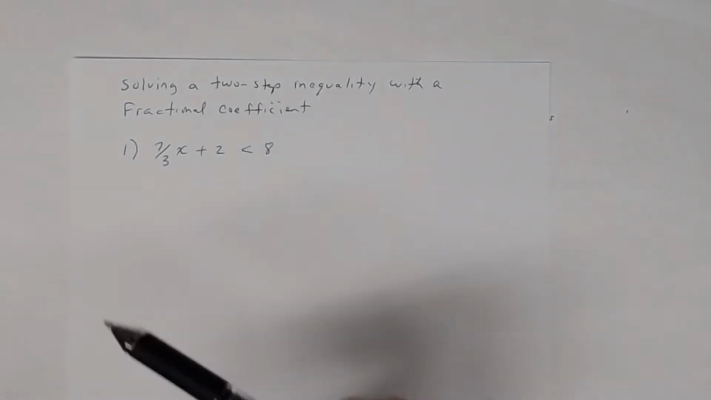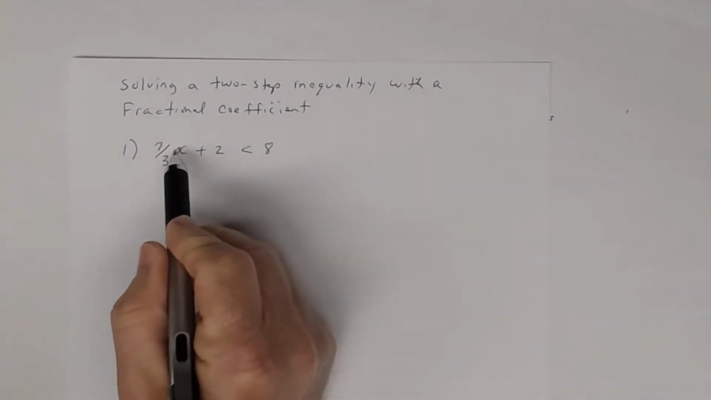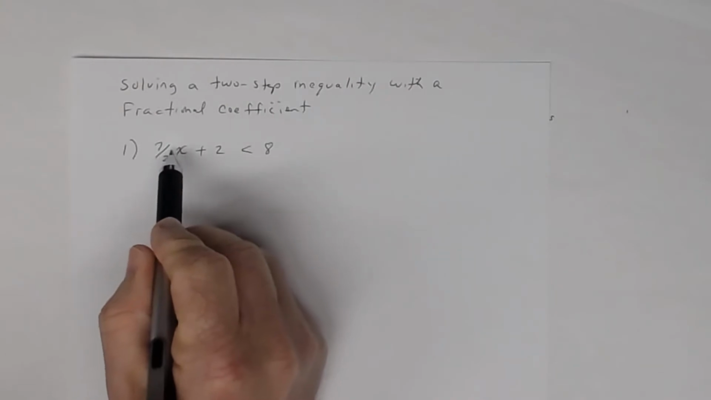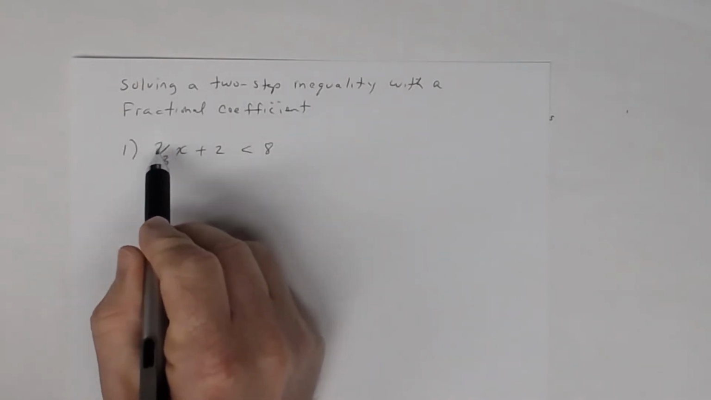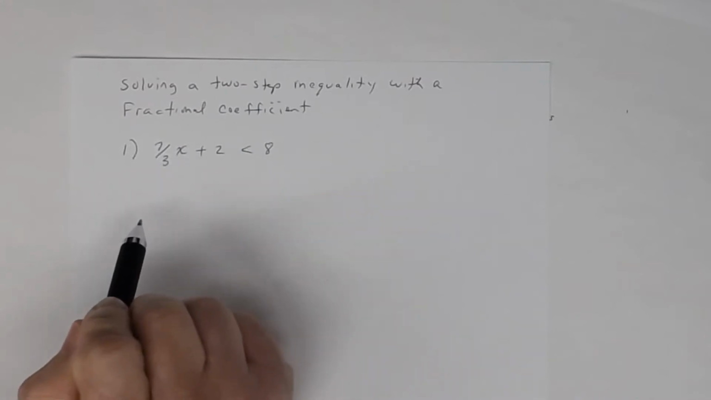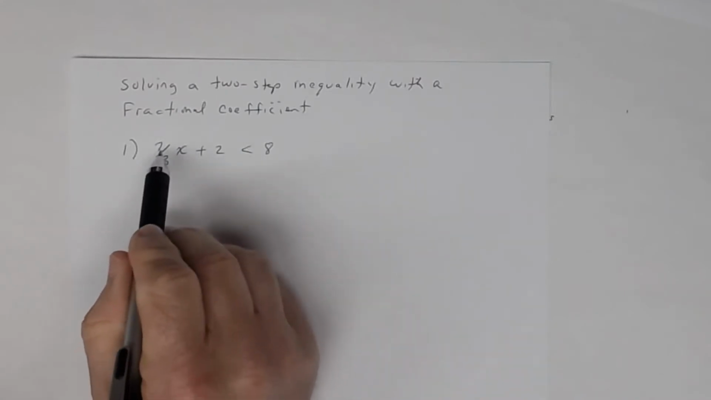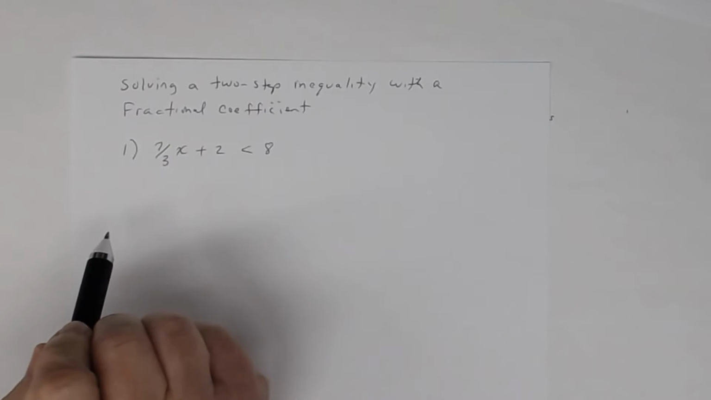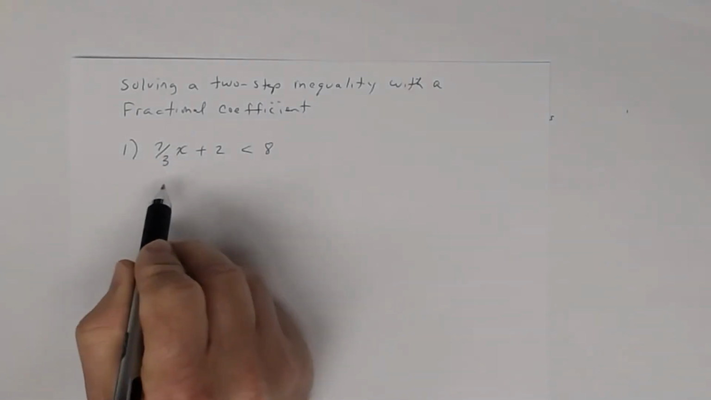That means that when you look at the coefficient of the variable, in this case the variable is x, the coefficient of that variable is 7/3. And notice that 7/3 is a fraction. It's written as a fraction. So that's a fractional coefficient. All right, so let's go ahead and solve this inequality.